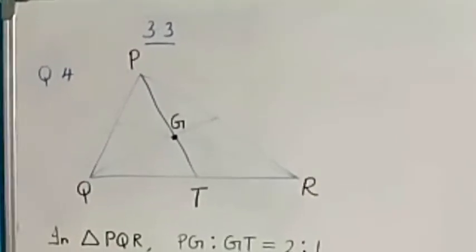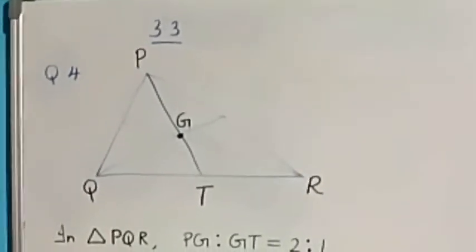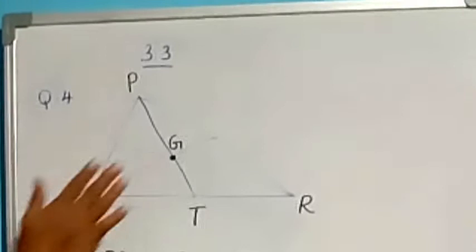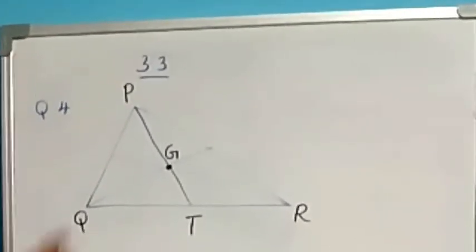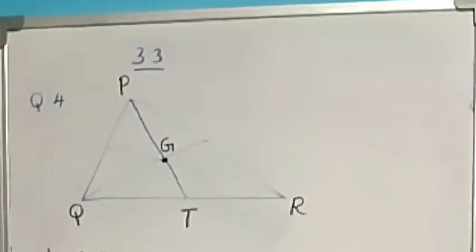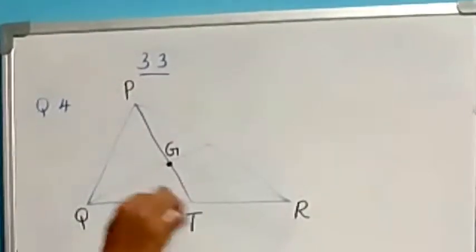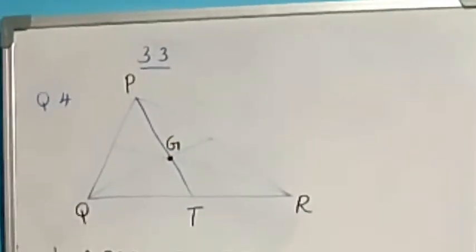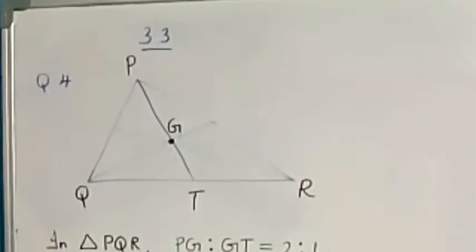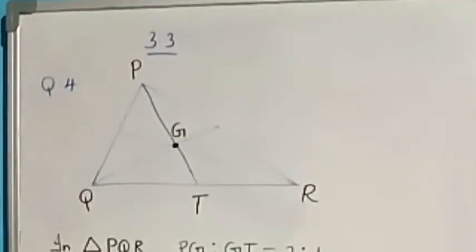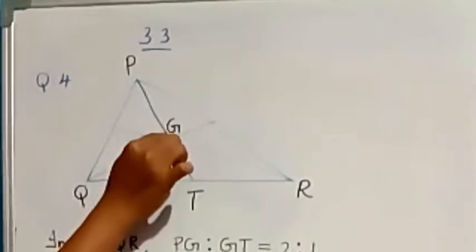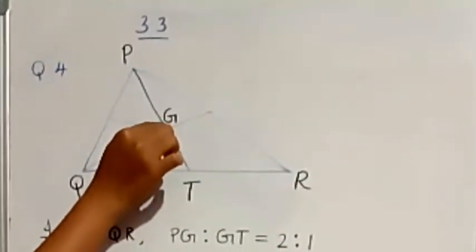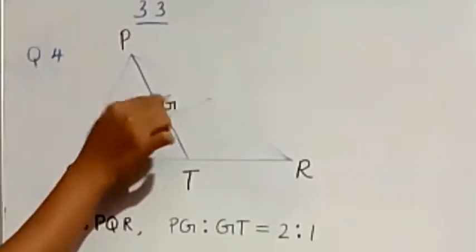Now let's come to question number 4. In this question they have given this figure and we have triangle PQR. Now these three are the medians, and in that, one median they have given is PT. So PT is the median. Now three medians join at a point and this point is the centroid, which is denoted by G.